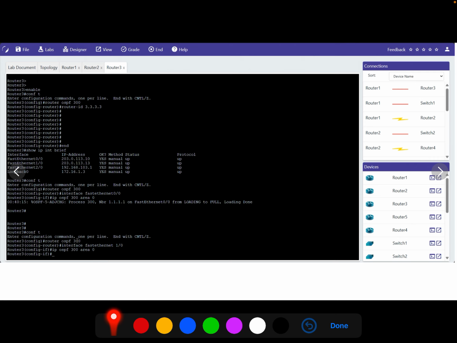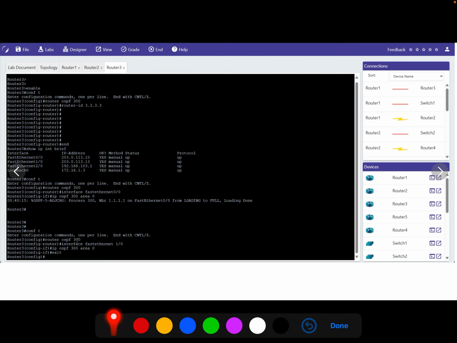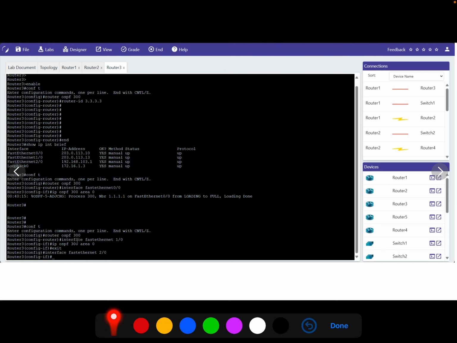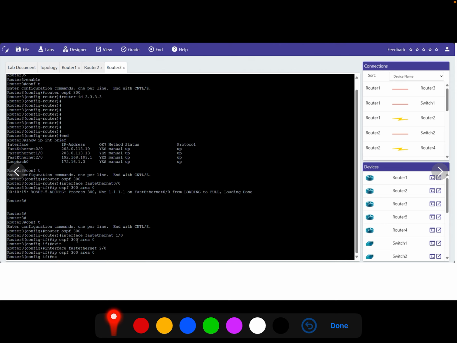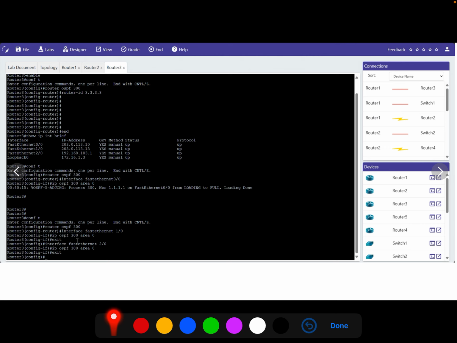So this is the interface subcommand way of doing it. You've got the network command way of doing it, but this way is easier because you don't use a wildcard mask. So yes, same process here. We're just changing the interface that we're configuring. And now finally for loopback 0.